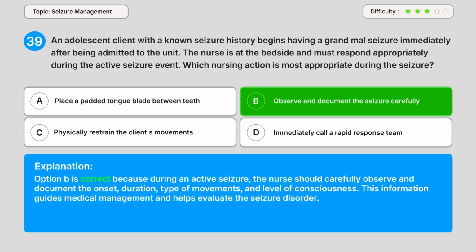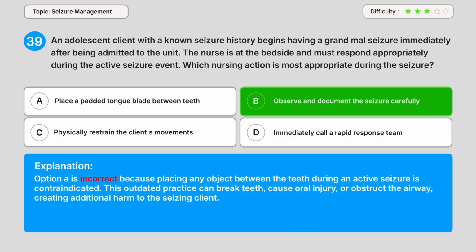Explanation. Option B is correct because during an active seizure, the nurse should carefully observe and document the onset, duration, type of movements, and level of consciousness. This information guides medical management and helps evaluate the seizure disorder.